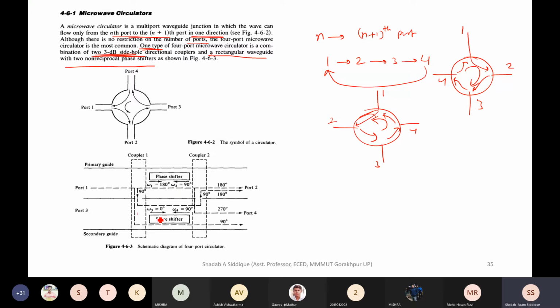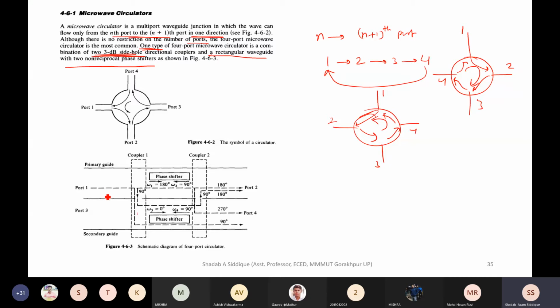You can see here also one of the phase shifters which is used in the secondary waveguide, that is omega 3, equal to 0 degree, and this is omega 4 which is in the backward direction, that is 90 degree. Now I'll go into detail and show that the main magic is in the phase shifter only. That's the main thing, the phase shifter and the directional coupler, which is a side hole directional coupler, which is used here.